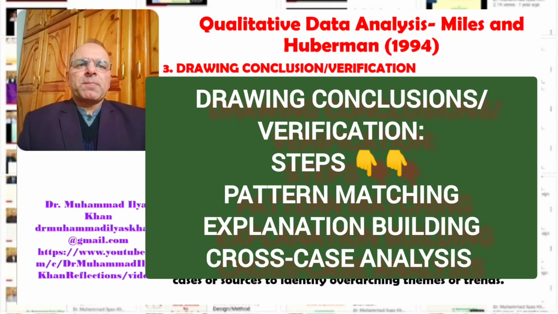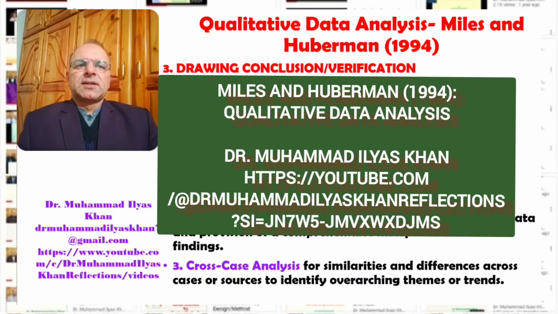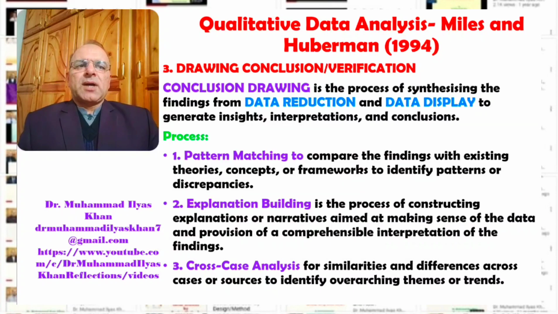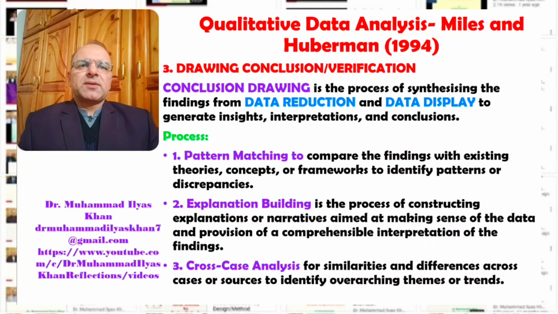This process generally is a process of pattern matching. As we have already discussed, the patterns come out during the first, and especially the second stage, the data display stage. The patterns are visible. Here we are comparing the findings with existing theories. So we have our findings. Now we need to match the patterns that are coming out of our findings to the existing theories or previous literature, the concepts or frameworks. And we need to identify patterns or discrepancies. So where our findings or our data is supporting previous studies and where it is going the other way around.